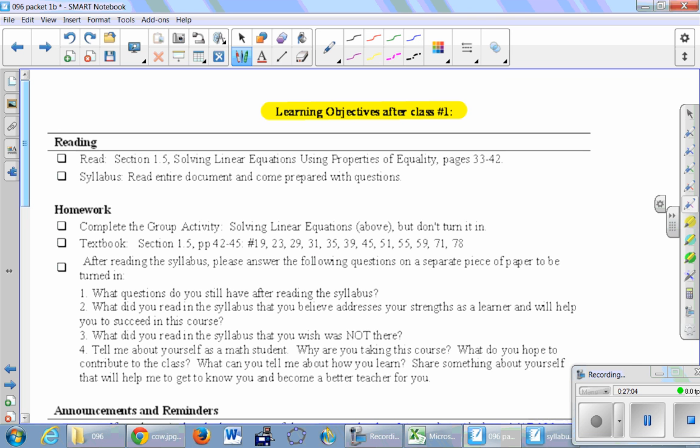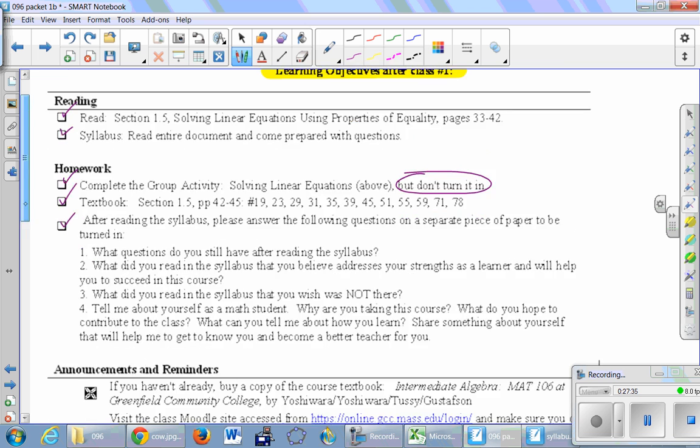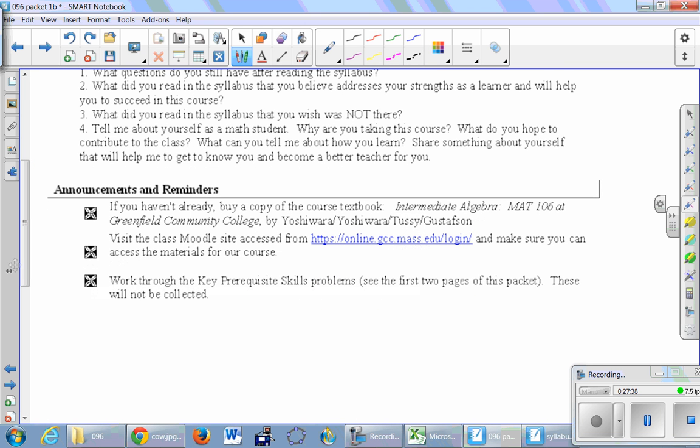So for before Wednesday, you're going to do this reading there in the book. You're also going to read through the syllabus. You're going to complete a group activity that you will start momentarily, but you're not going to turn it in. I generally don't collect the group activities. You are going to show me the homework for the textbook, right? So that's from this particular textbook. It's not all the problems, it's just these ones laid out here. And then in this case, there's another assignment where you're going to tell me a little bit about yourself as a math learner. And then sometimes here you'll also find announcements and reminders.